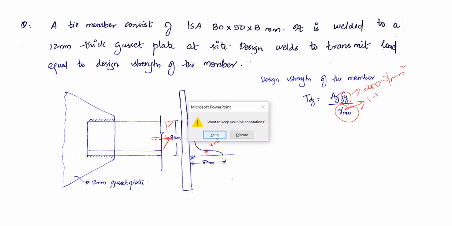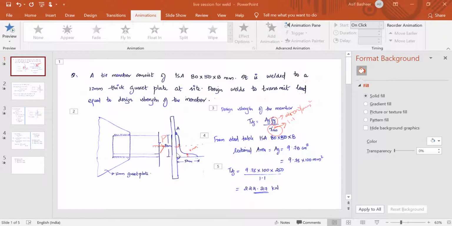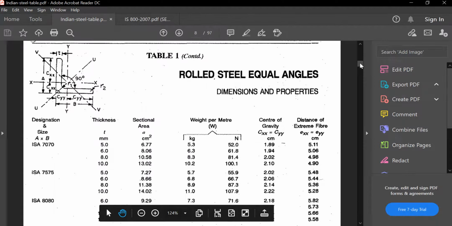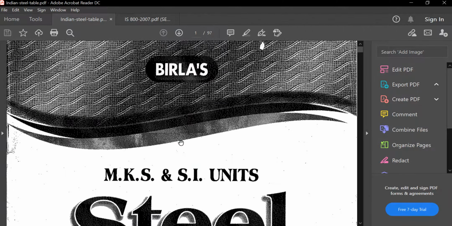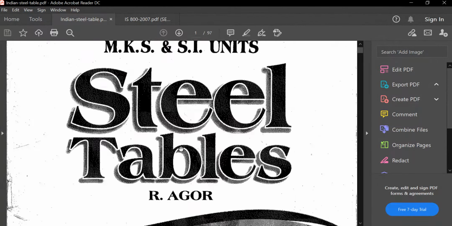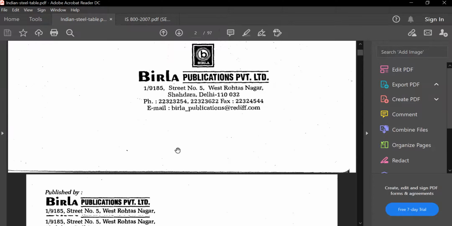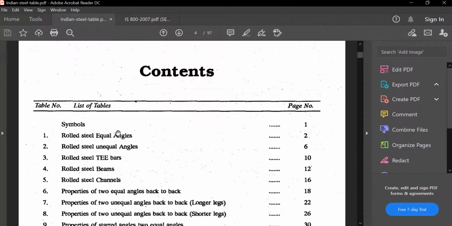Now we will go to one thing, that is, there is a thing called a steel table. Do you remember I had given the steel table to you? At the beginning I told you that you need to keep the steel table. It is available in the Google Classroom. I have provided it there. So in the steel table, can you see this? Yes, sir.